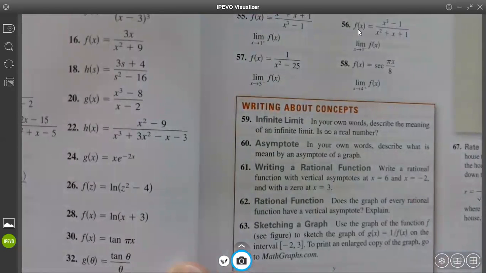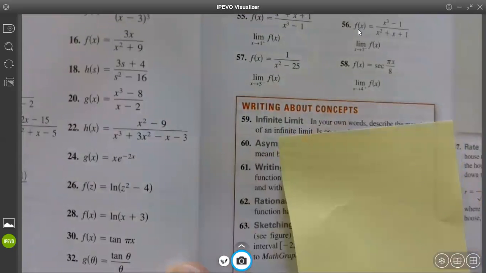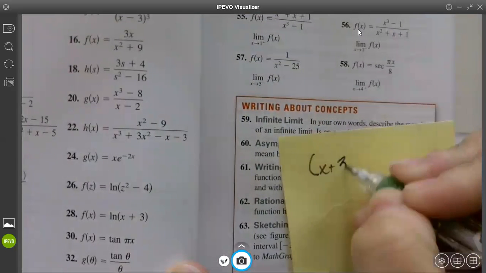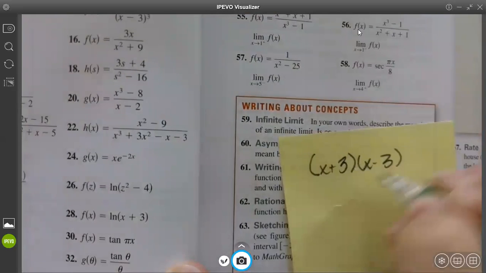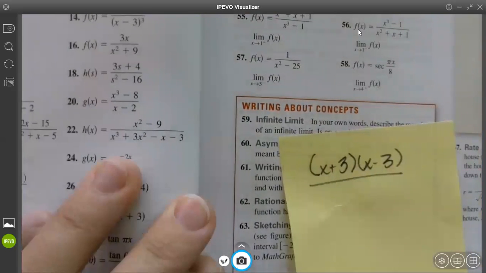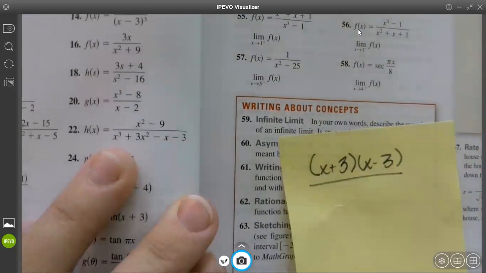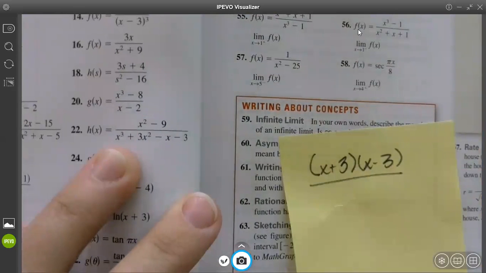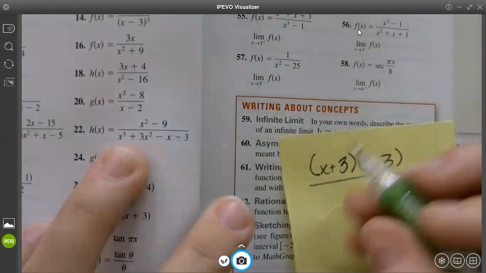Let me get my little sticky note back up here. 22. On the top, we know how to factor that one. That was an easy one, right? Remember what I told you about the bottom? Sometimes you might have to switch it around. This one you don't have to, but you want to try to factor it. And you do that by grouping.